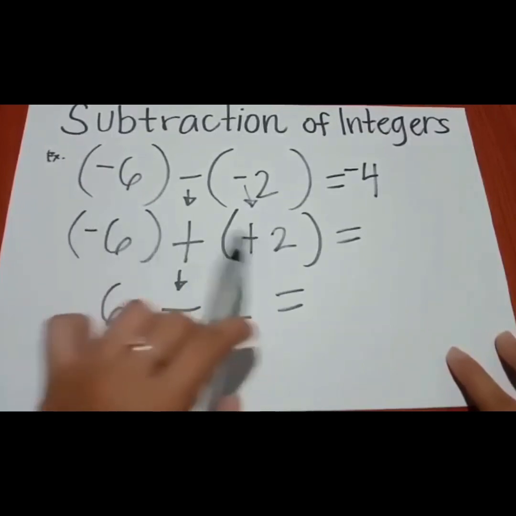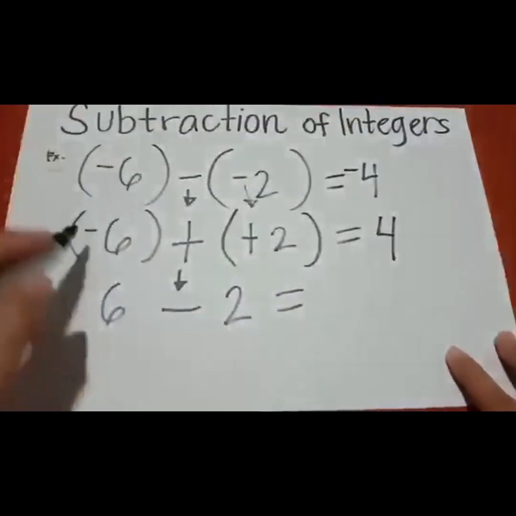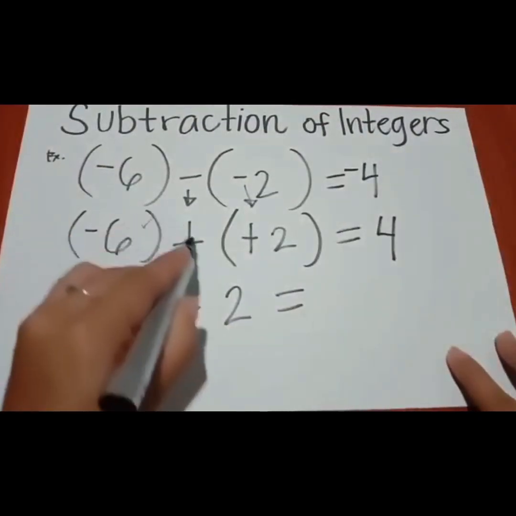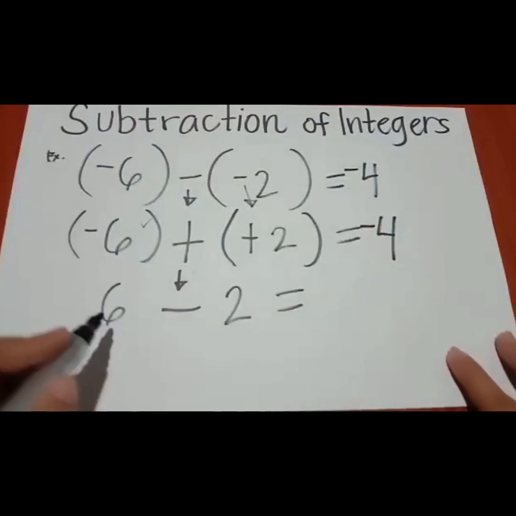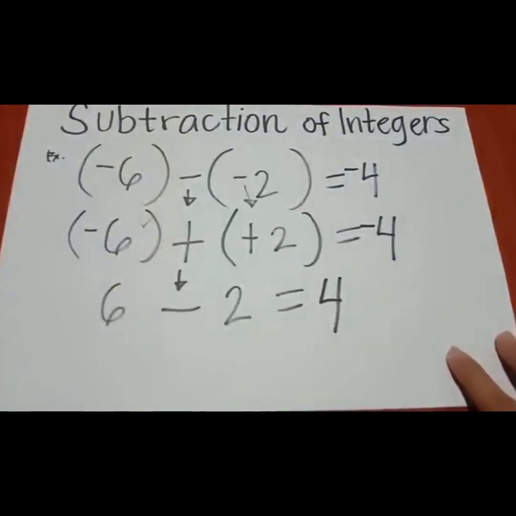So minus still. So negative 6 minus 2. So the big number is still the 6. And 6 minus 2.